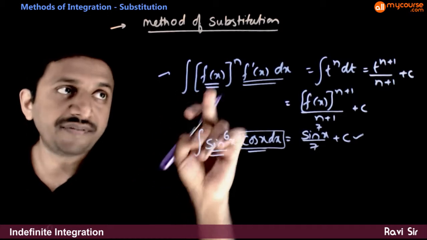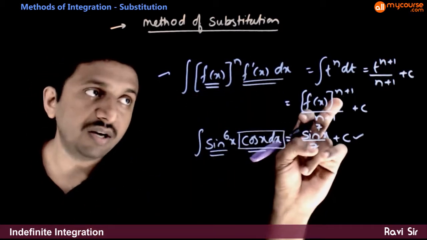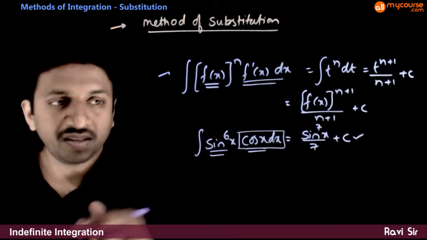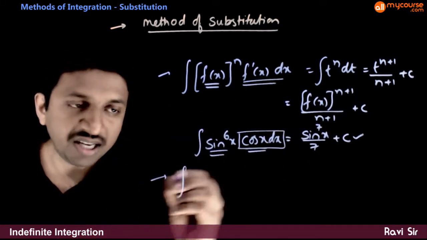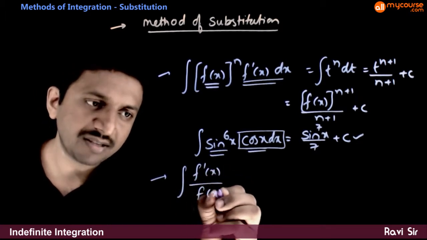So integration of f(x) power n times f dash of x dx is equal to f(x) power n plus 1 by n plus 1 plus c. And you have integration of f dash of x by f of x dx.